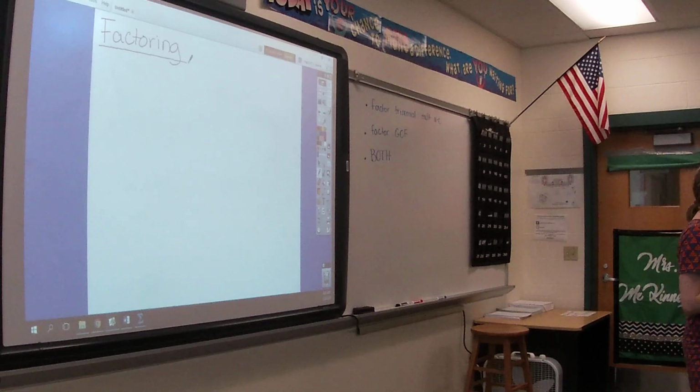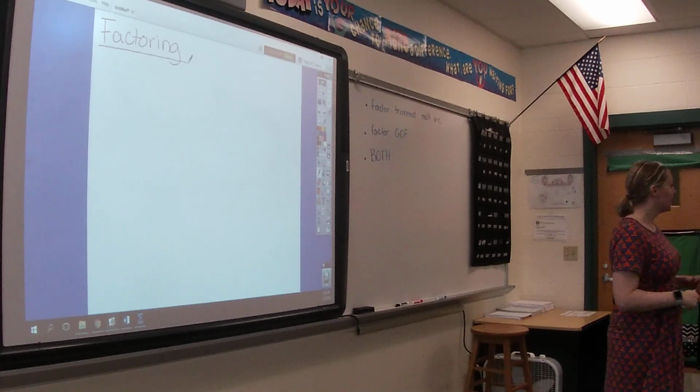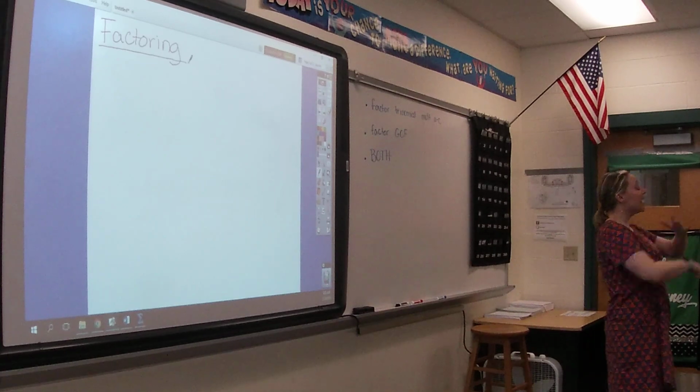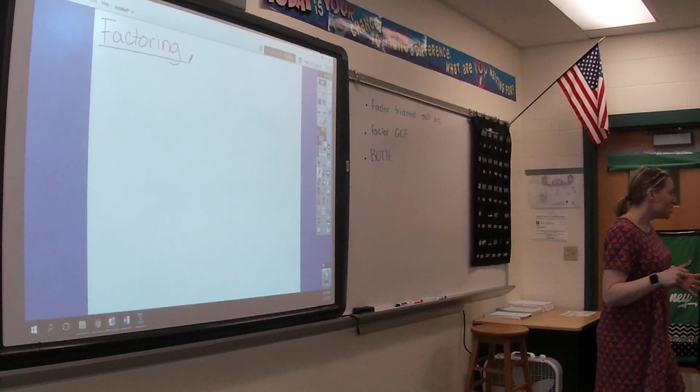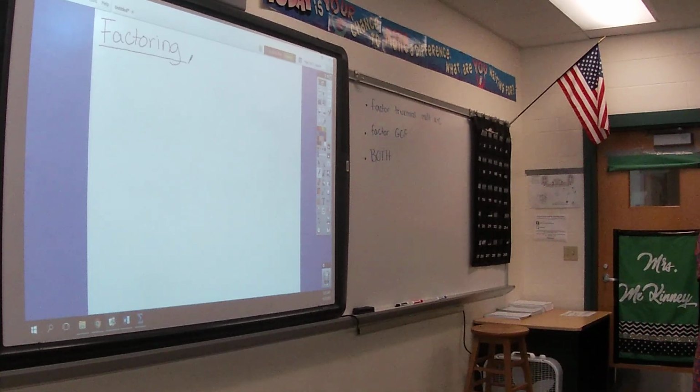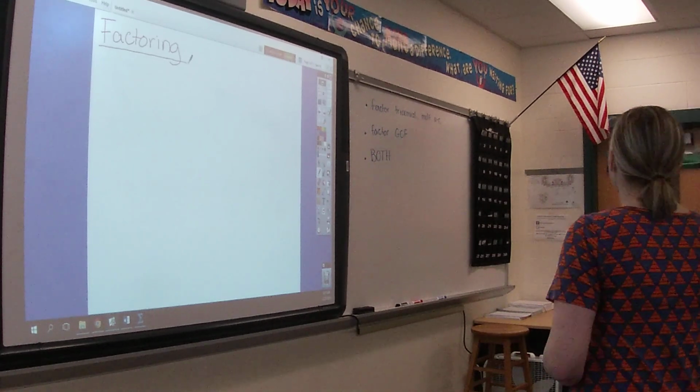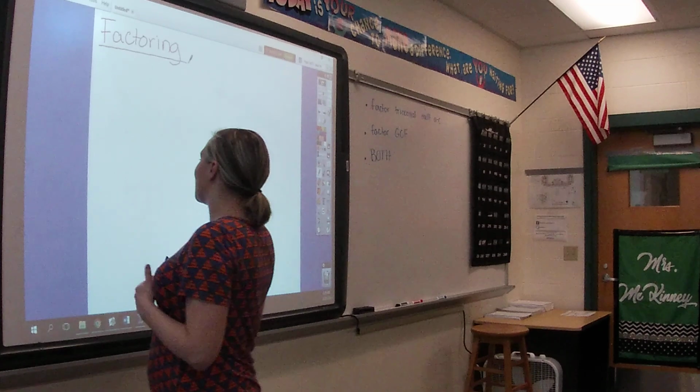How many terms does it have to factor a GCF? Any, right, it can have any amount of terms. So our GCF is sort of this one that's a little bit more difficult to figure out. So here are going to be our rules we're going to sort of start with today for factoring.